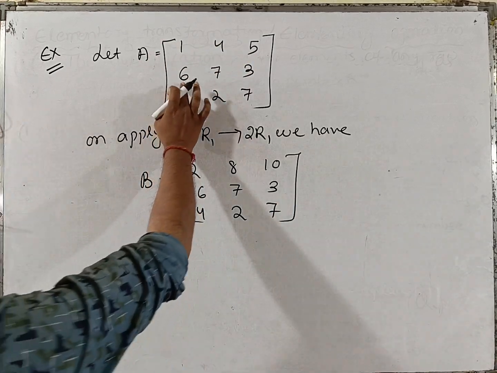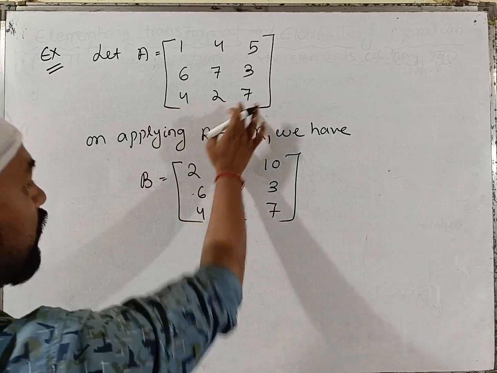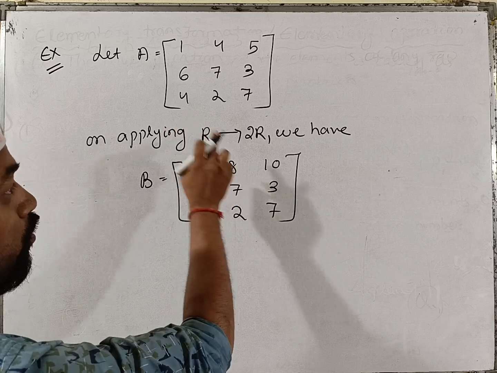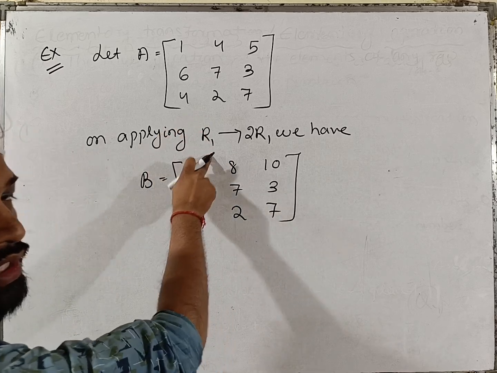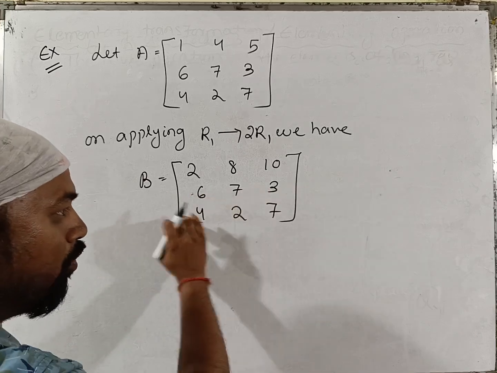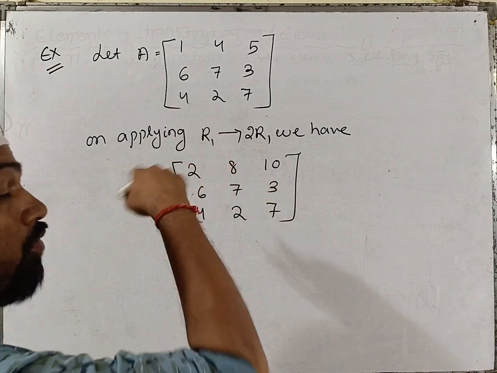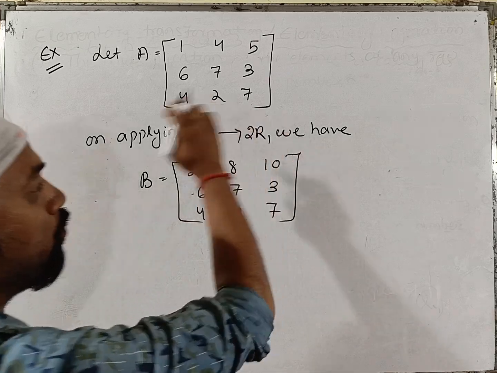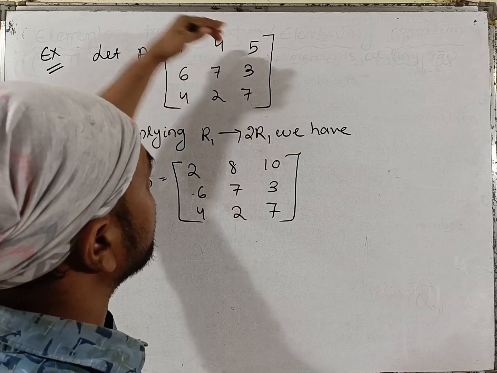That means 6, 7, 3, and 4, 2, 7, remain as they are, because it is given that you have to replace row 1 only, not row 2, not row 3. That means row 2 and row 3 will be unchanged, and you have to change row 1 by using this formula 2R1. That means you have to multiply 2 to each and every element present in row 1.